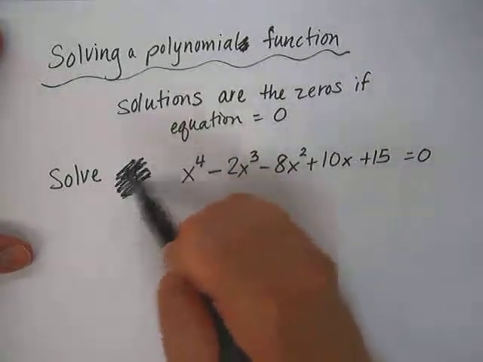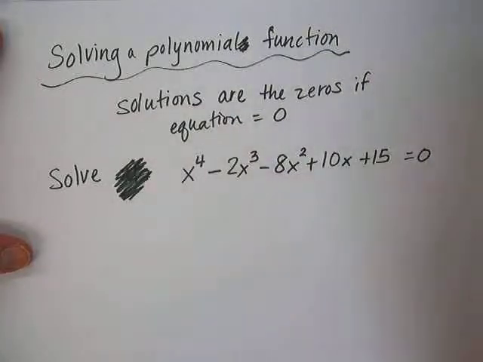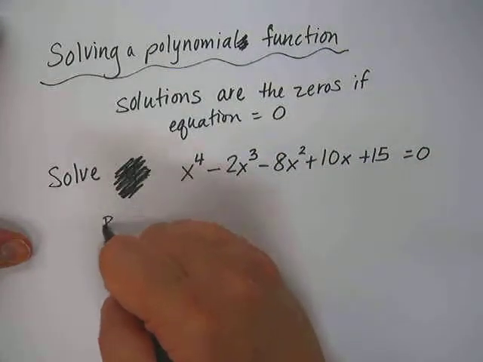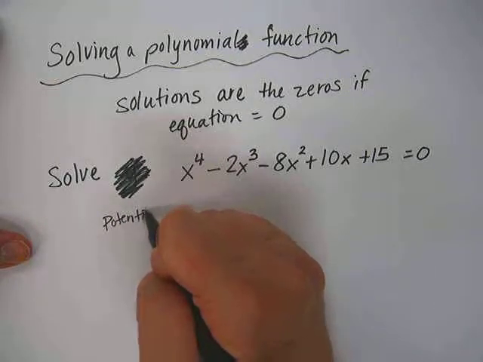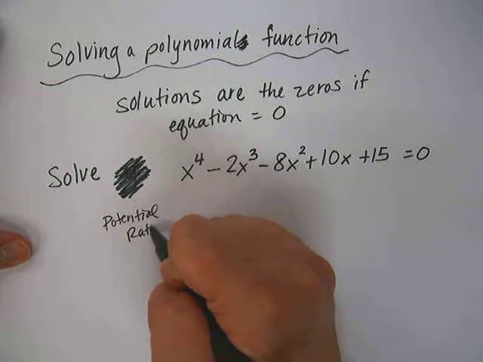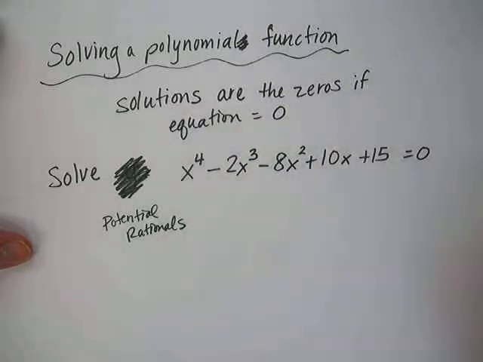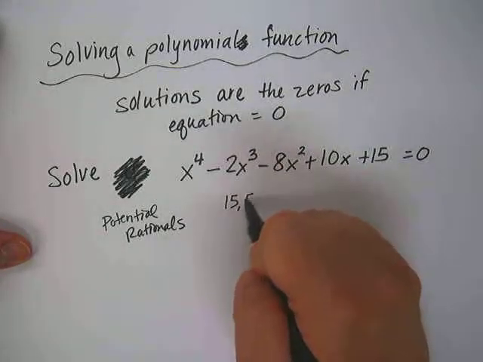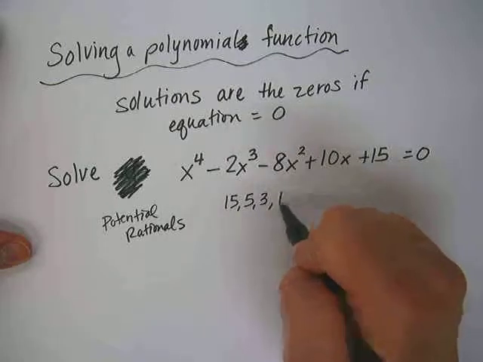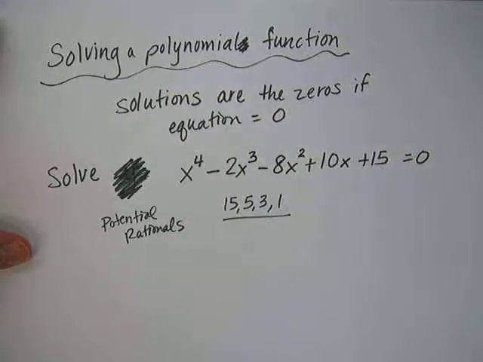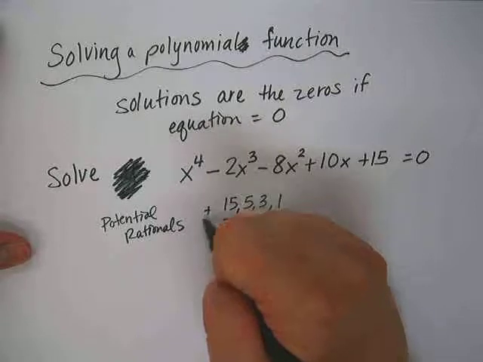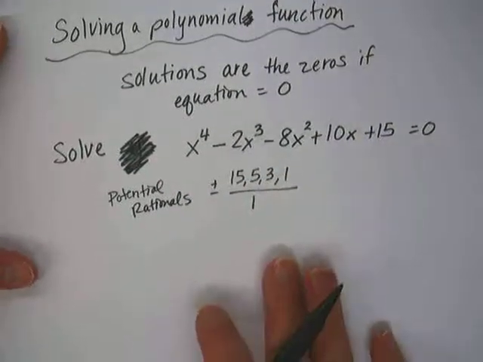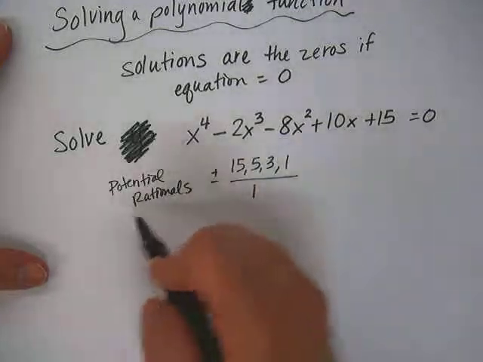Okay, so to solve this, first of all, you might use your graphing calculator to save you some time to find where the zeros might be. Then you do your potential rational zeros. So that's where we do p over q. So factors of p, so 15, 5, 3, 1 over q, factors of q is just 1, that's convenient. Okay, then we can start trying to plug these in.